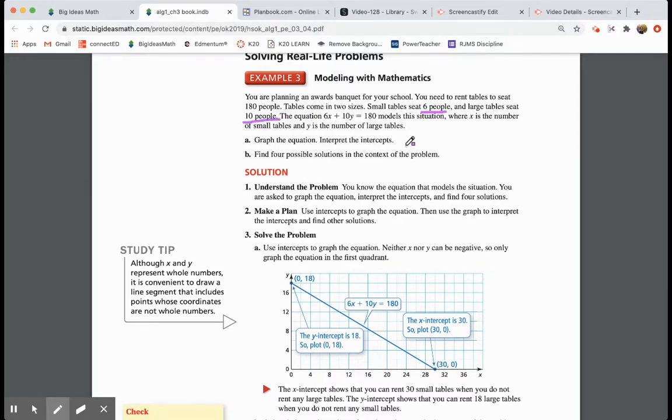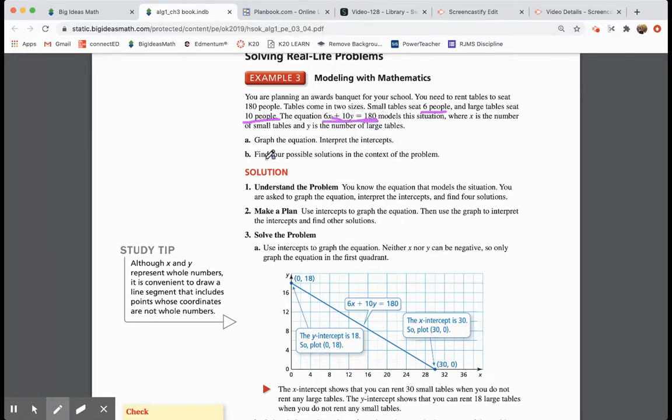So the equation you could set up is 6x, okay, let me finish reading it. 6x plus 10y equals 180 models this situation, and they say where x is the number of small tables and y is the number of large tables. So they set that up for us because small tables is x. Well, each small table holds 6 people. And then y is large tables. Each large table holds 10 people. So that's where they got these numbers, and we're trying to seat 180 people. So they gave us 6x plus 10y equals 180.